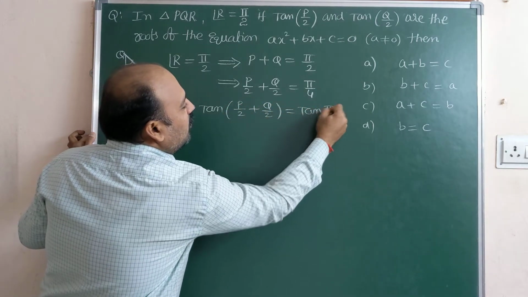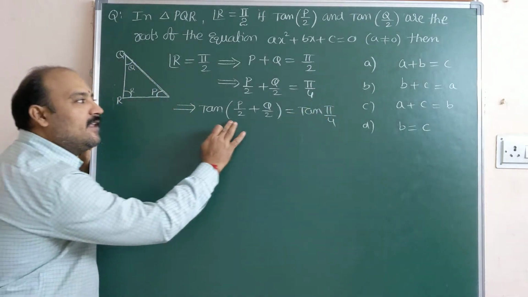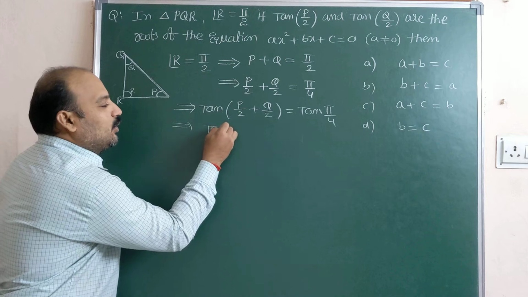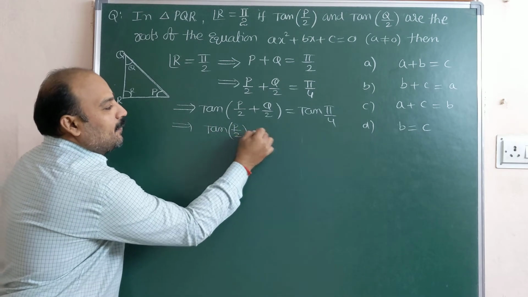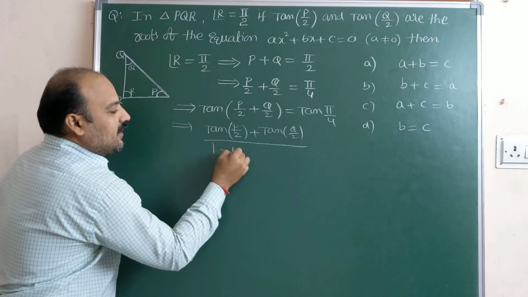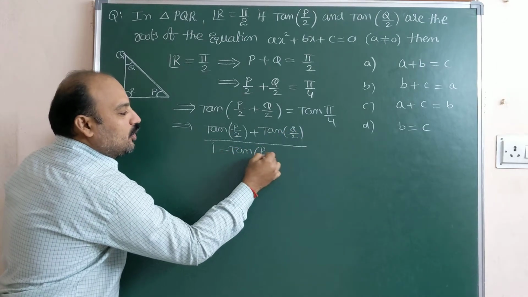What is tan pi by 4? 1. In the next step we'll write it. It is in the form of tan of A plus B only, no? So tan P by 2 plus tan Q by 2 by 1 minus tan P by 2 into tan Q by 2.